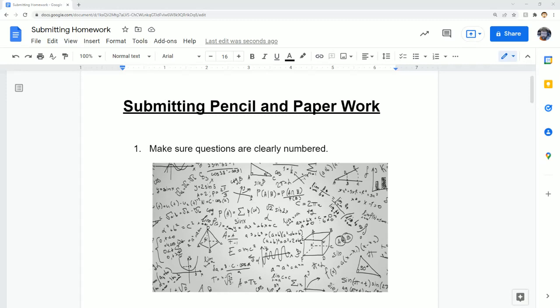Given that this is a math course, often we're going to have to put things on pencil and paper and then submit them in some way, shape, or form. That usually comes in the way of taking a picture of it with your cell phone or some other kind of document camera, and then putting them in a file and submitting it to the D2L website.